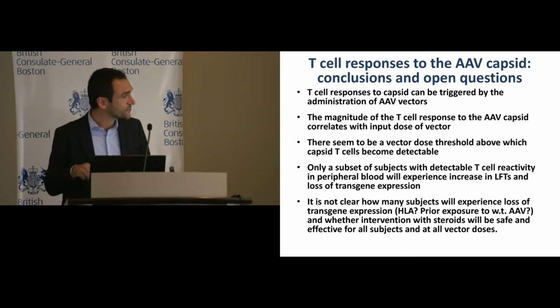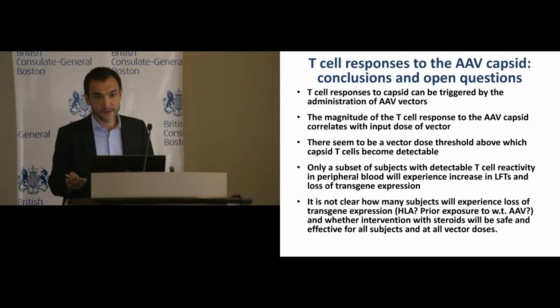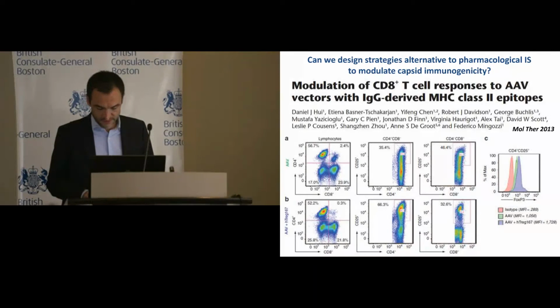It is possible to block the response using steroids. However, at the moment, what is important is that we don't really know why some subjects will require steroids and some subjects not. And so what is really driving the immunogenicity of gene transfer in this context?